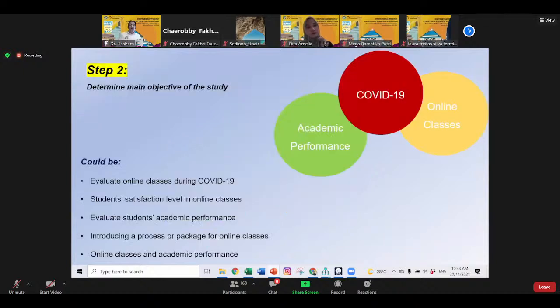Step two, determine the main objective of the study, right? So maybe it could be to evaluate online classes during COVID-19, student satisfaction level on online classes, evaluate student academic performance, and introduce a process or package on online classes, something like that. The main objective, you have to find out.